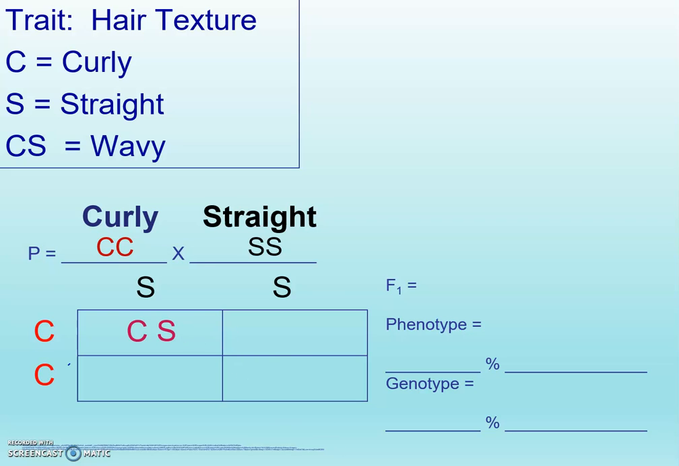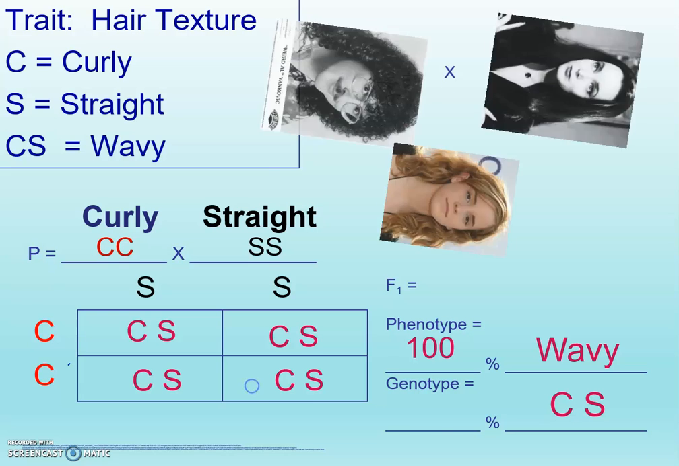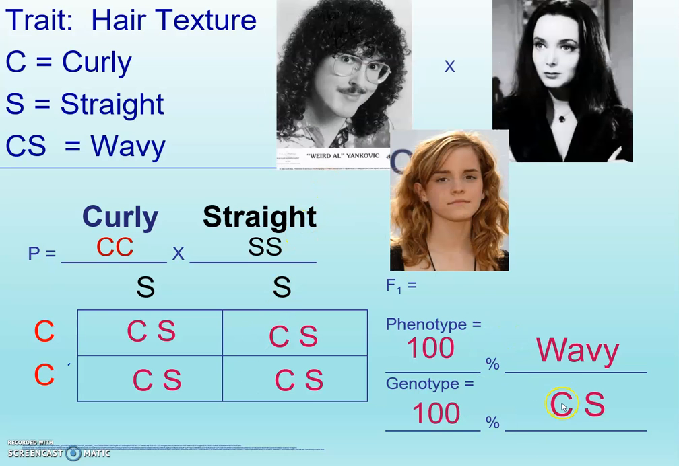Box 1, CS. 2, CS. 3, CS. And 4, CS. When we look at the phenotypes, each of these are going to be wavy according to our key. So each of these are wavy, so that's 25, 50, 75, 100%. And then the genotype, of course, is 100% CS, which is heterozygous. So the waviness, this blending, depends on how curly is the curly and how straight is the straight. Now, this is our F1 generation, so our first generation of kids.